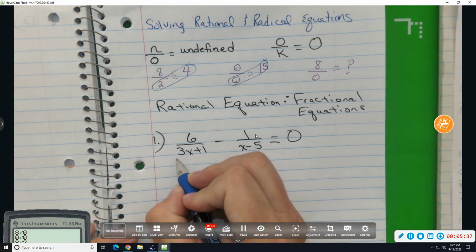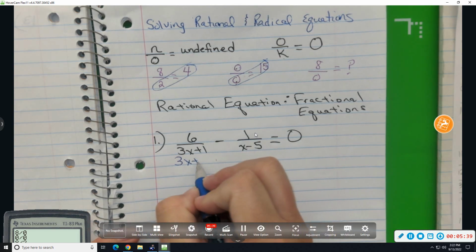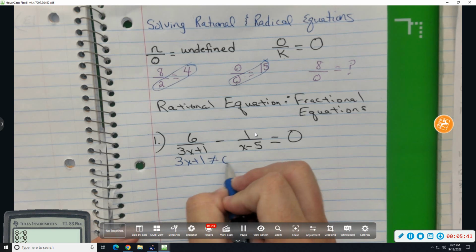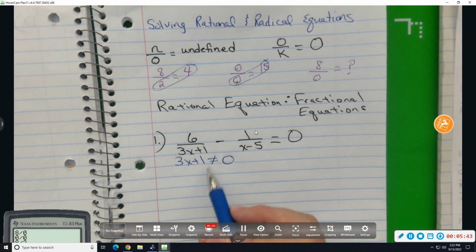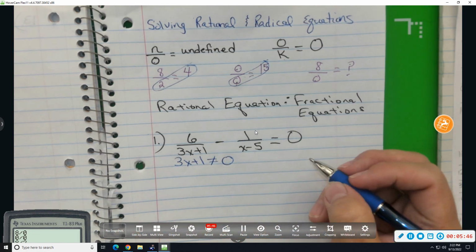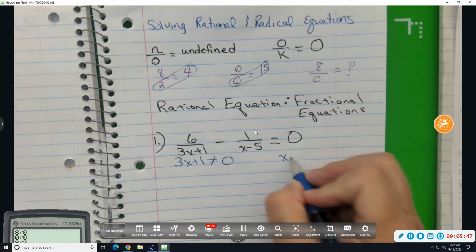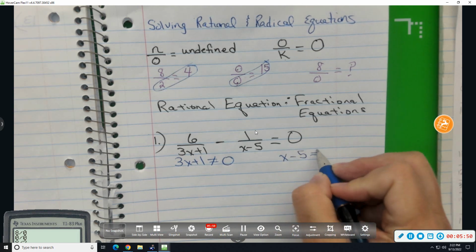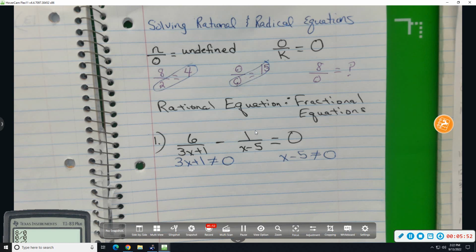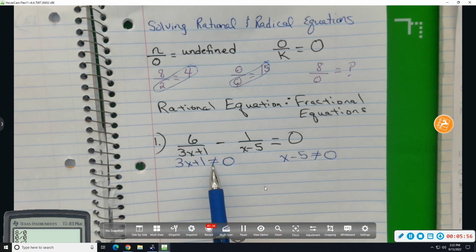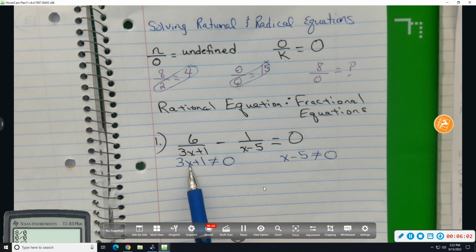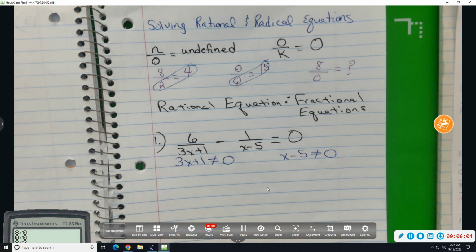So 3x plus 1 cannot equal 0. Notice I put a little equal sign with a slash through it. Do you do that? Yes. And x minus 5 cannot equal 0. Now let's isolate each one of those x's. So we're just going to solve it as if it were an equal sign. We want to get that x by itself, so what's the first thing we'll do?